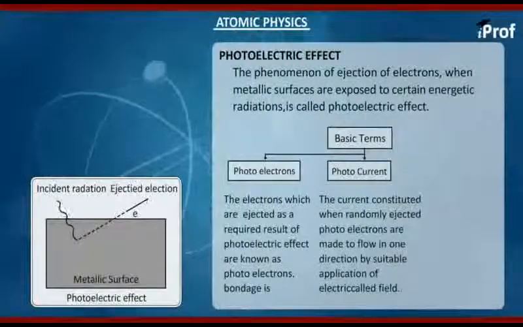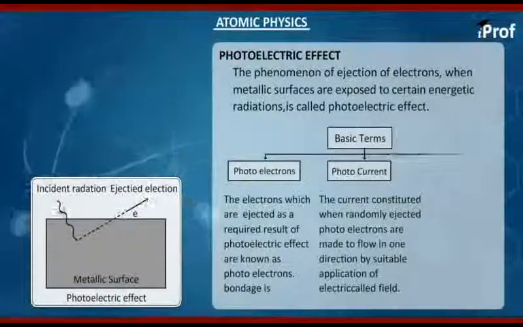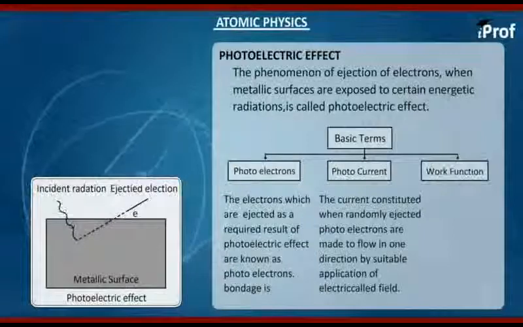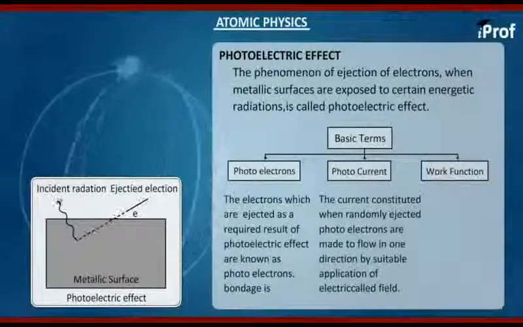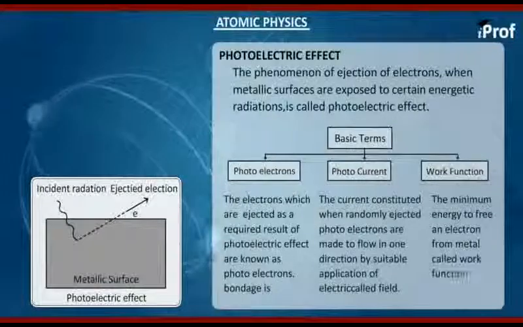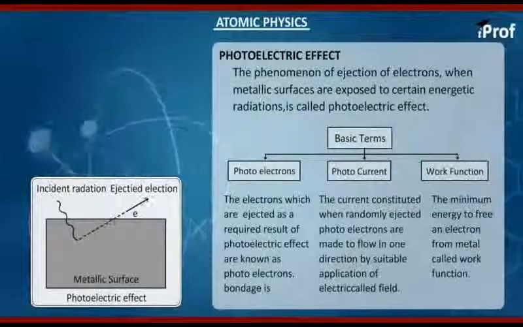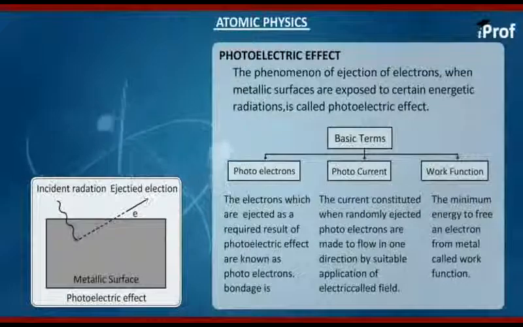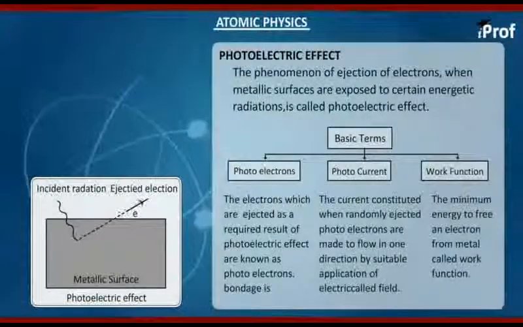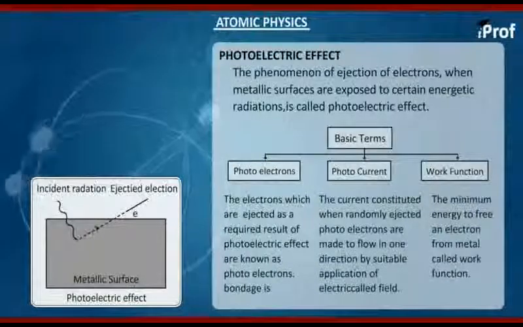The next, and very important term in connection with the photoelectric effect, is work function. When we are talking about a metal, that means there are free electrons. Free electrons means these electrons do not belong to any particular nucleus. They are free to move anywhere in the metal volume, and there exists a potential barrier all over.